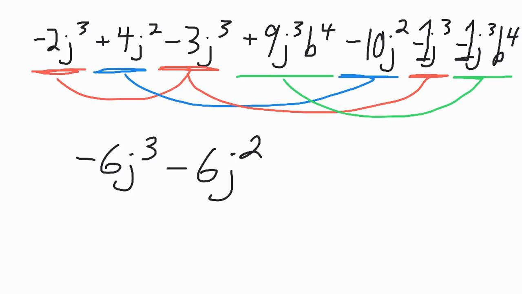And finally, we have a positive 9. Remember we wrote this 1 in here because there was nothing in front of this to begin with, so we wrote the 1 in. So now we have 9 minus 1 is 8. 9 minus 1 is positive 8, so we're going to put a plus 8. J to the third, we're just copying the variables and the exponents from the terms. J to the third, B to the fourth.